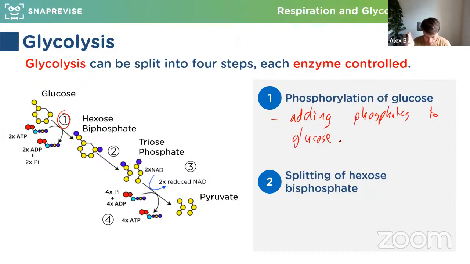Yeah, step one is adding phosphates to glucose. This is actually a bit weird because the whole point of respiration is we're trying to make ATP, and in this first step, we're actually using up ATP. So we're using 2 ATPs and we're taking the phosphates and sticking them onto glucose. That's the blue dots that appear. So actually we don't get any inorganic phosphate because they're stuck onto the glucose. That creates hexose bisphosphate. There's an S missing from here.